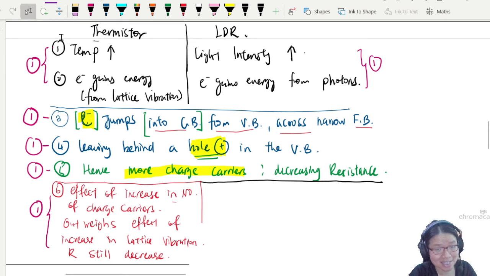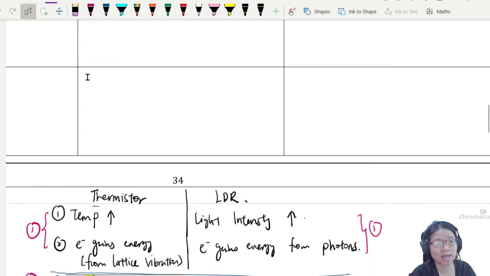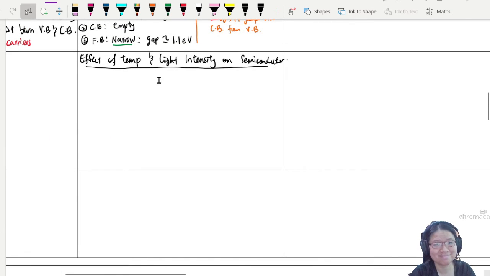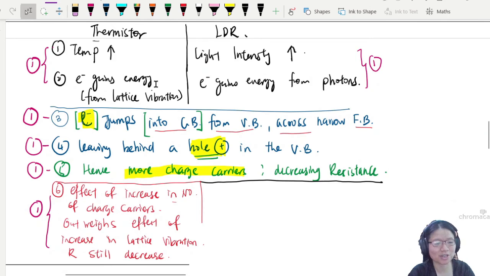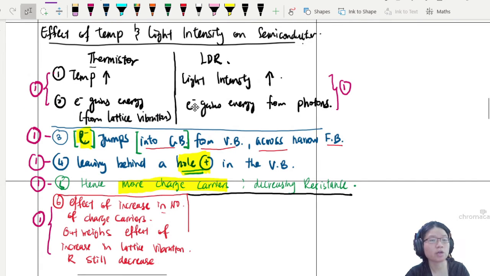Okay, so this is the essay that you need to write and that I cannot fit here. Okay, or at least I will try. Okay, so that concludes the part where we talk about the effect of temperature on the thermistor. Temperature increase, electron gains energy. And the light intensity on the LDR.